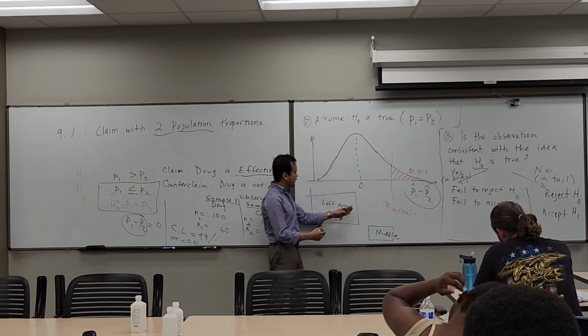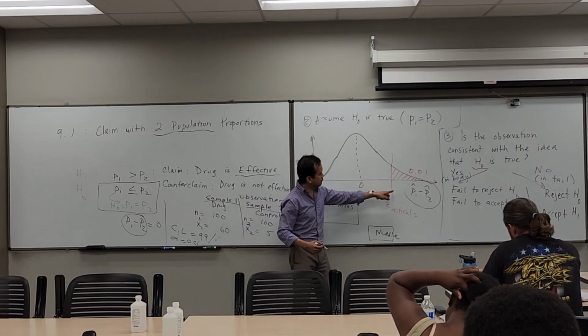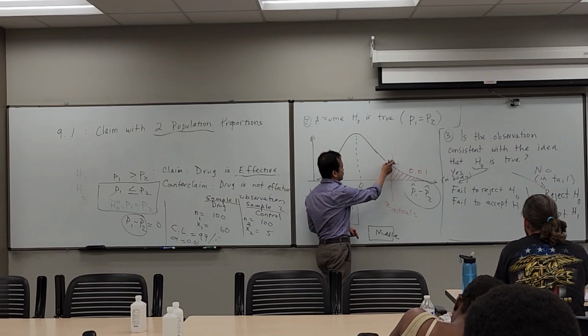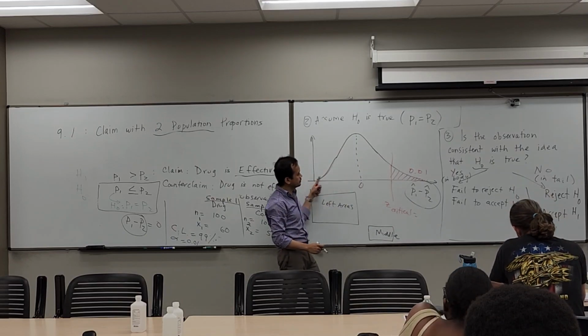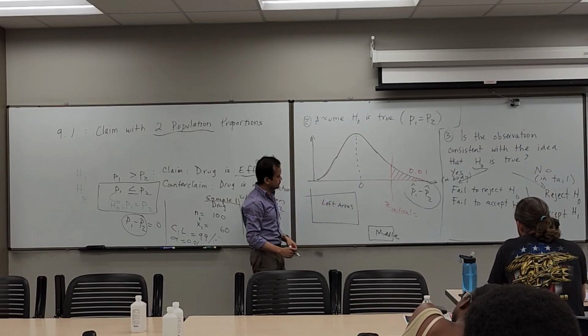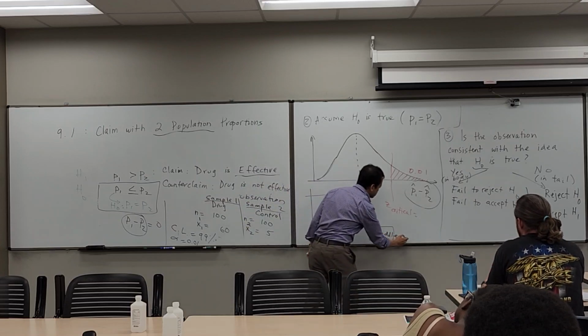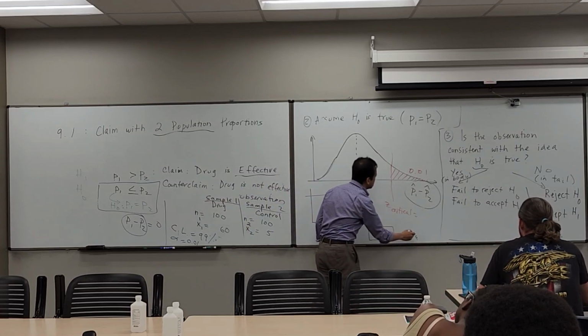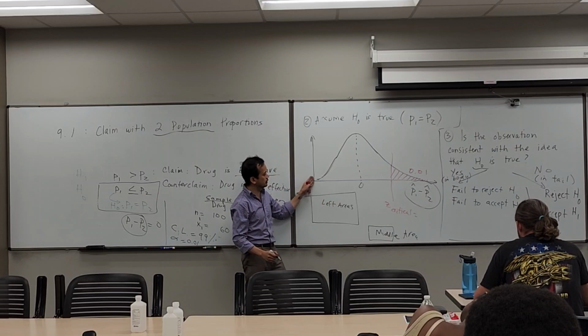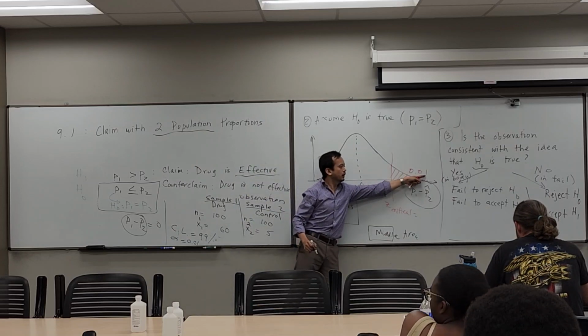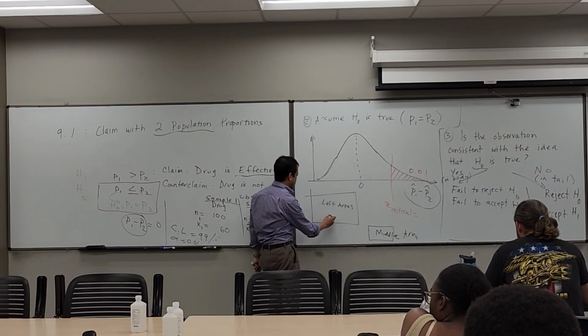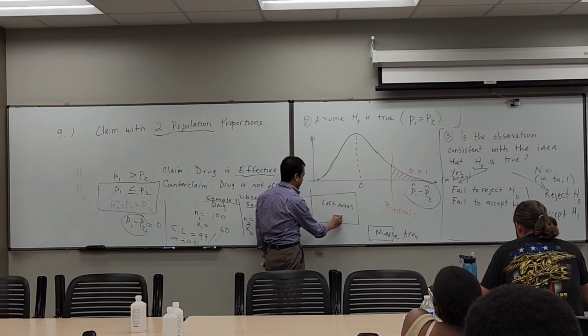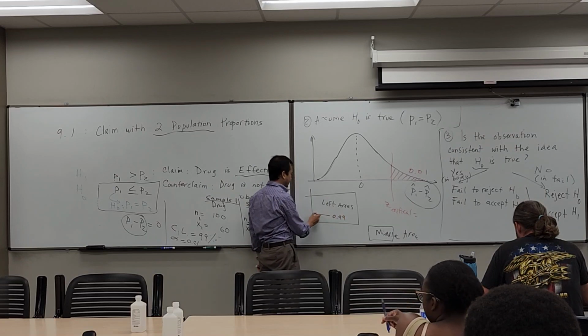If you know the left area, the z-score you're trying to find should have a total left area of how much? The entire left area under the bell curve should be 99%, left over from 1%. So the left area you're looking for is 0.99, and then you want to find the corresponding z-score.